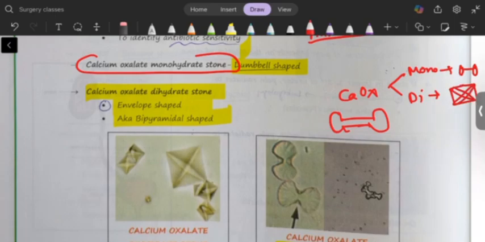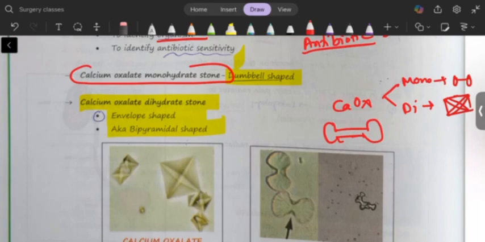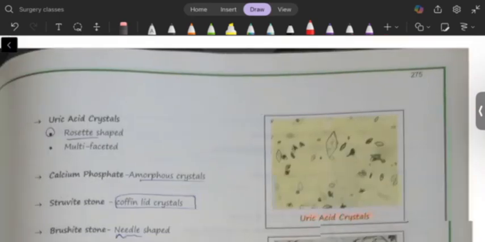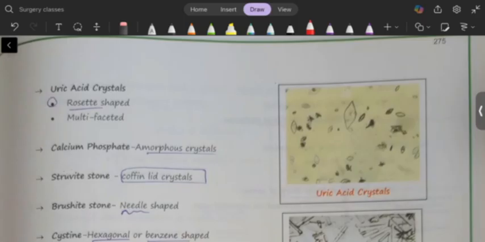Okay, so bipyramidal in shape. After this, again, uric acid crystals. So in urine routine and microscopy, there will be the appearance of rosette shaped crystals, and these will be multifaceted.